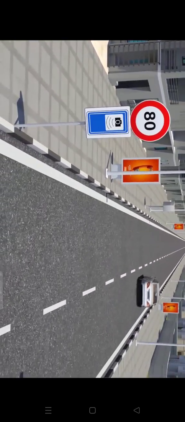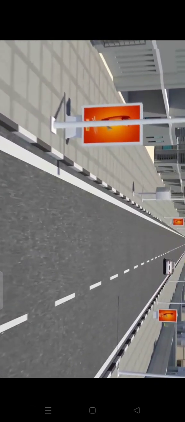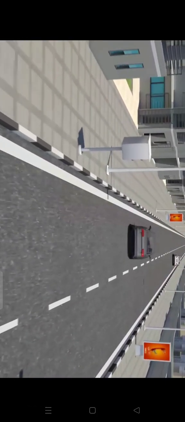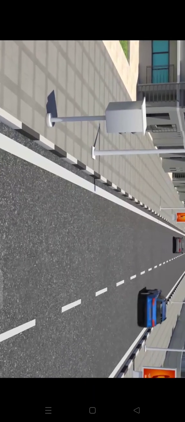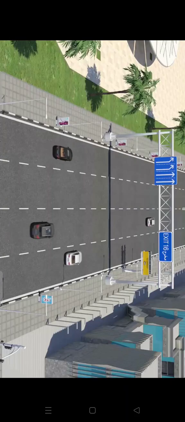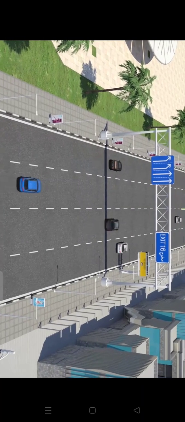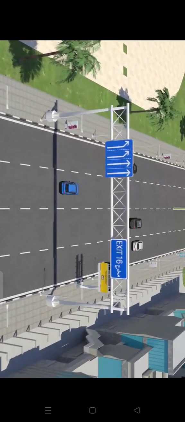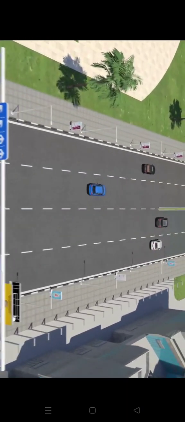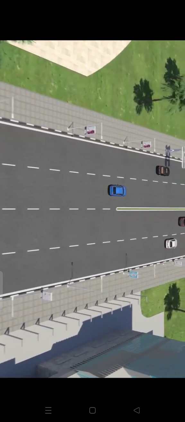Speed limits on the road. Drivers should commit to the maximum speed limit indicated in the signs and markings on the road. If there are no signs, the maximum speed limit will be determined for vehicles as follows. Internal roads.